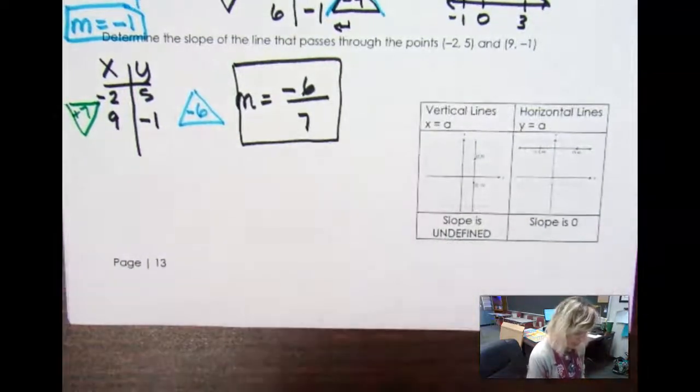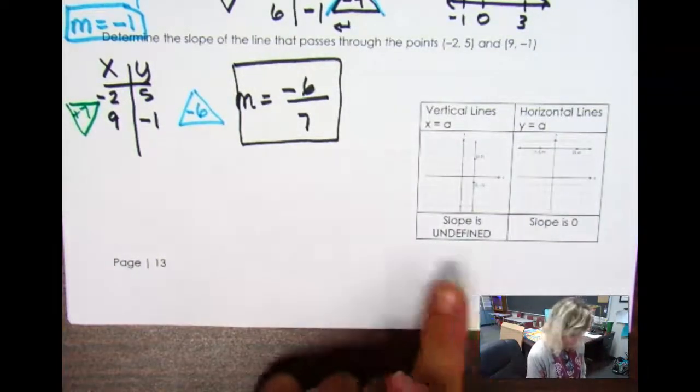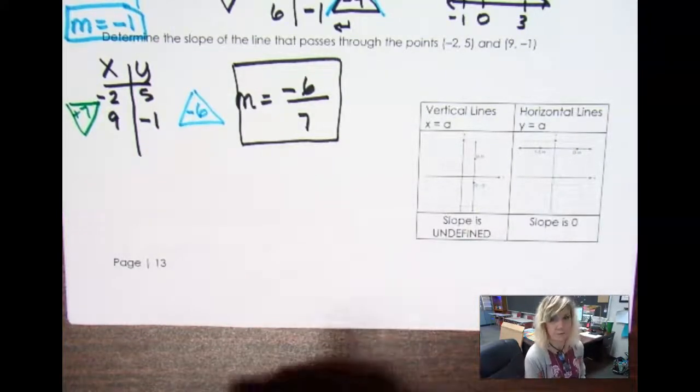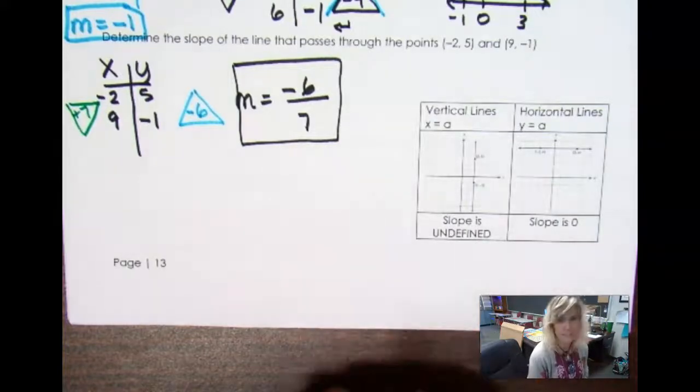Just a reminder about your horizontal and your vertical lines. For your vertical lines, you're going to have an undefined slope, which means there is not a slope. It's impossible. And then for your horizontal line, it's just completely flat, so the slope is 0.